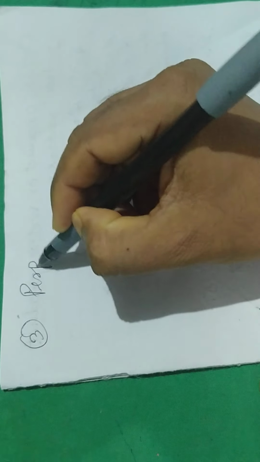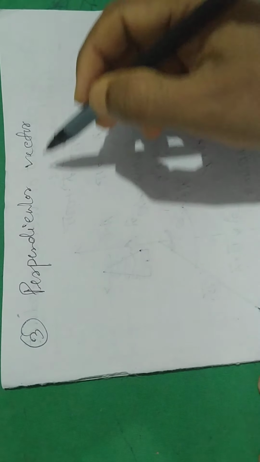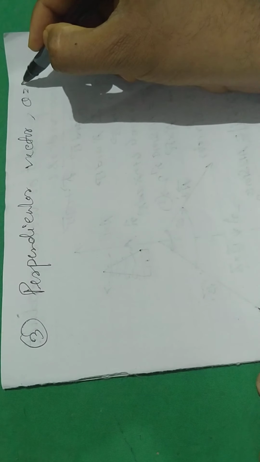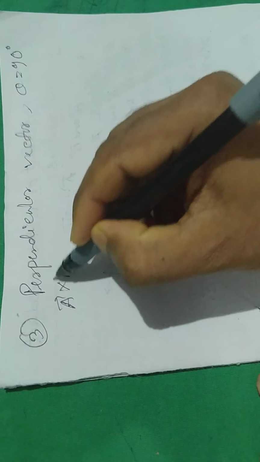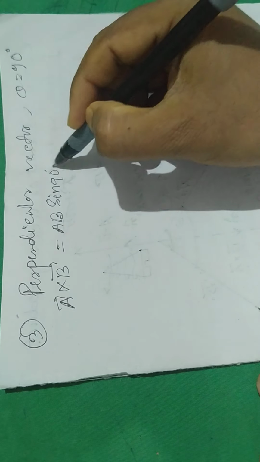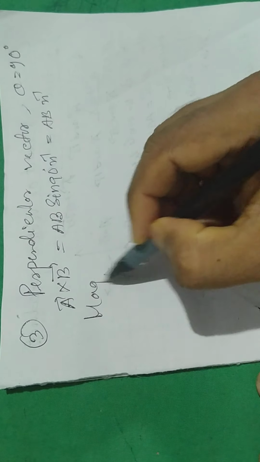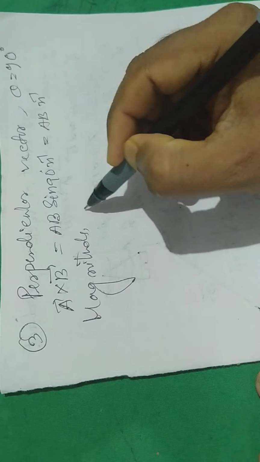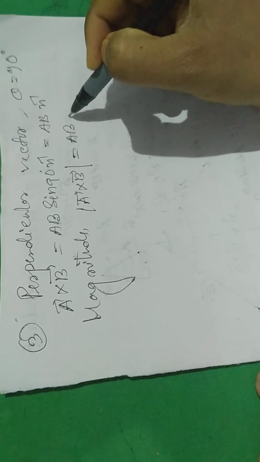Now perpendicular vectors, number 3. Two vectors acting mutually perpendicular, then theta equal to 90 degree. Then A cross B is AB sine of 90 degree n cap, that is AB n cap. The magnitude of A cross B is equal to AB.